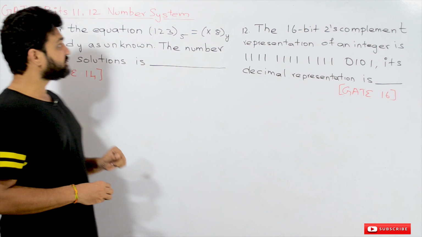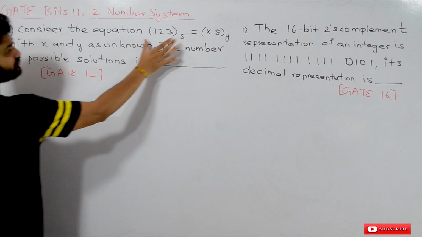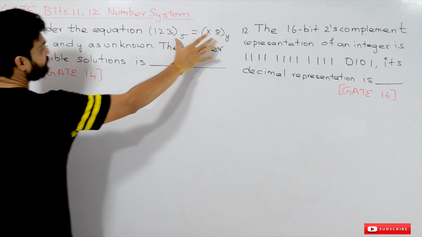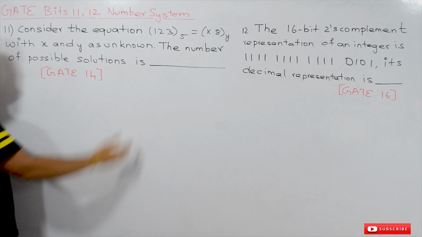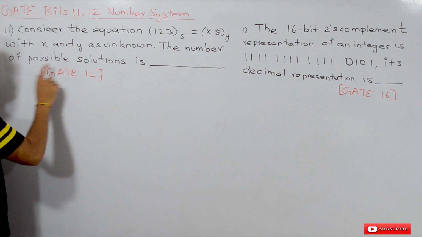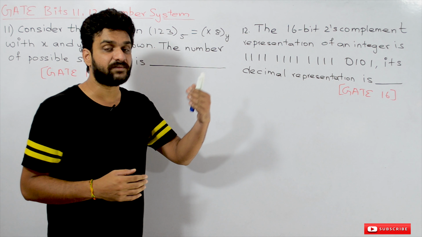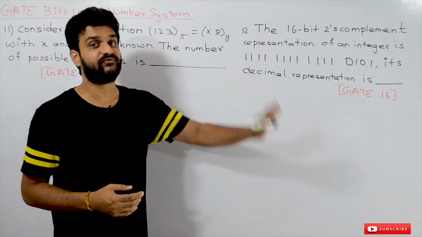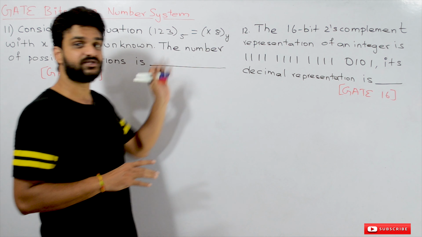Coming to our GATE bit, consider the equation with these two conversions. We have to find, with x and y as unknowns, the number of possible solutions. So what is the number of solutions that are possible for the values of x and y? This is a very important bit to understand, so try to focus on it.